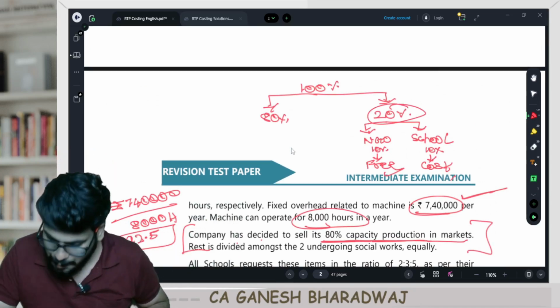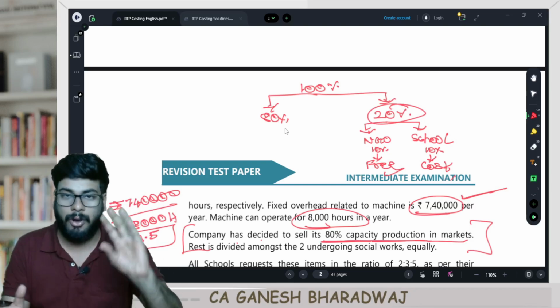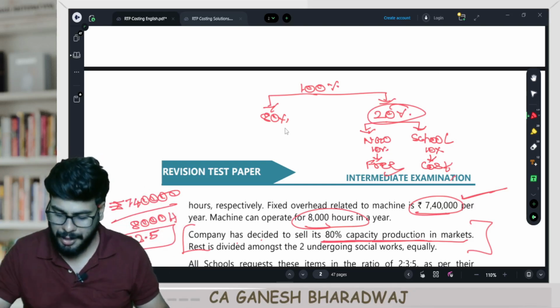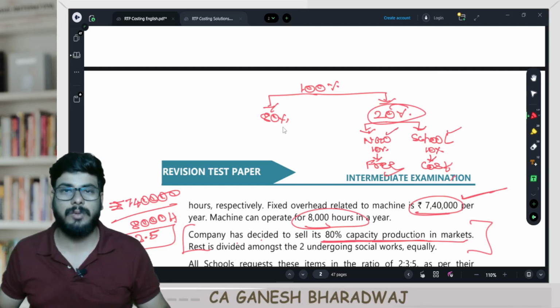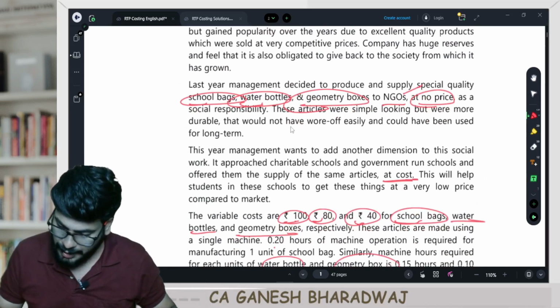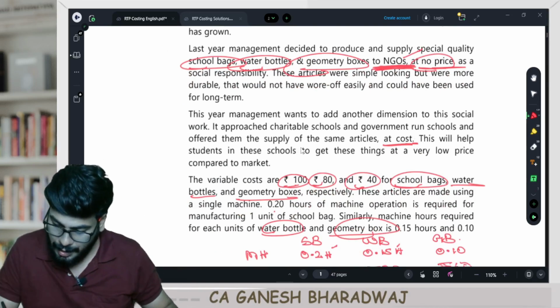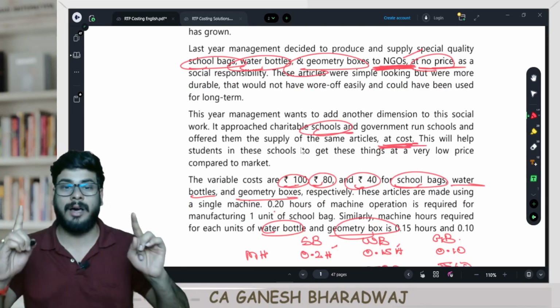And out of this balance 20% capacity, they are going to equally use it for the two different social responsibility measures. One is for the NGO, the other one is for the school work. So this is what they have mentioned here. Look, the NGO at no price, and here to some schools at cost. Are you clear with this?